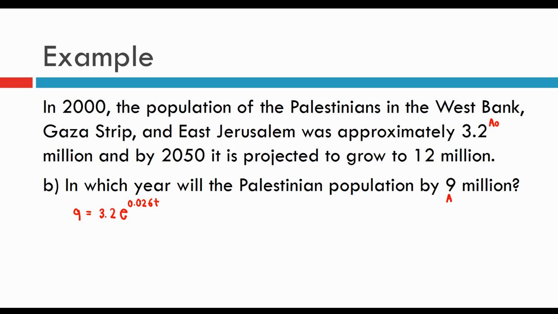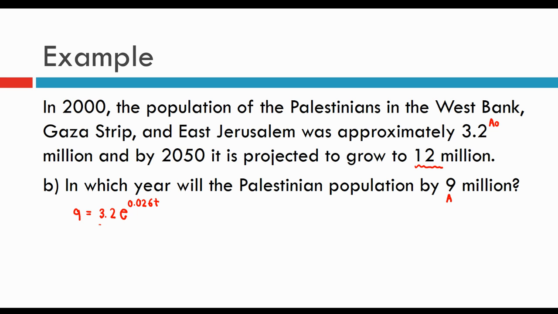So let's figure this out. Notice that in the original problem, we got it to be 12 million, and here I only want it to be 9. Hopefully you are noticing that we should end up with a year that's less than 2050. Okay, so just keep that in mind as we go through this.